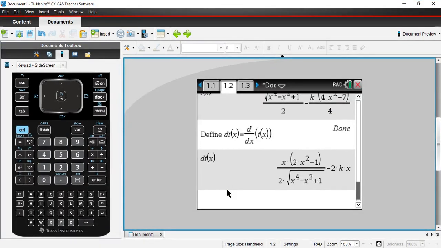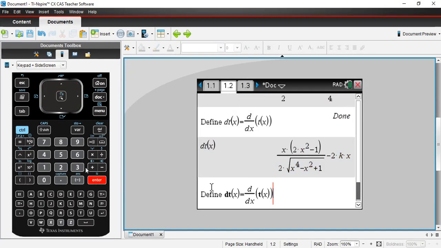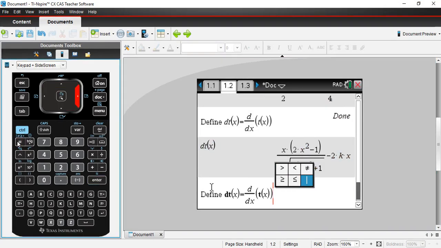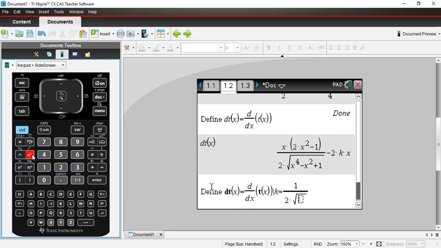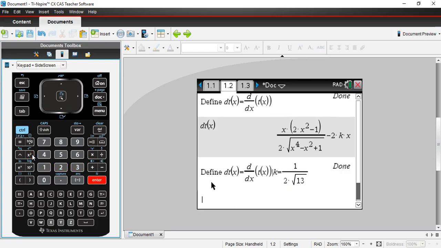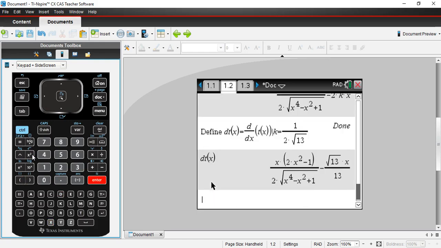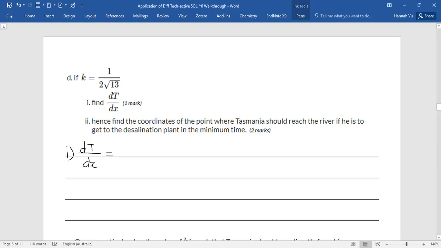Actually no, this is still not in terms of k. So what you can do is just put the k in. You could have just defined it. I don't know why I didn't do that. 2 times root 13. Alright, let's try again. Alright, so this is what you would get.